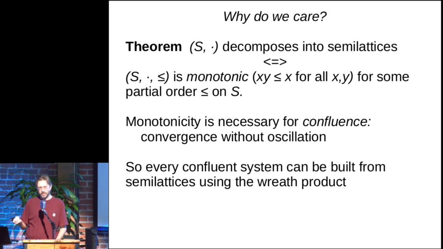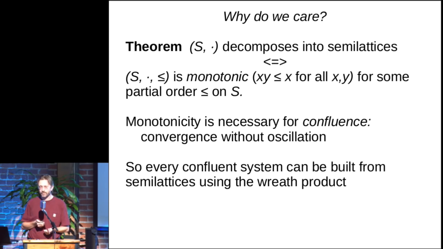You can decompose a semigroup into semilattices if and only if there's a partial ordering on the elements of S for which multiplication is monotonic. What does monotonic mean? It just means that the product of two things is below the first thing. So as you multiply more things, you keep going down, or you stay at the same level or go down in that ordering. Well, why do we care about monotonicity?